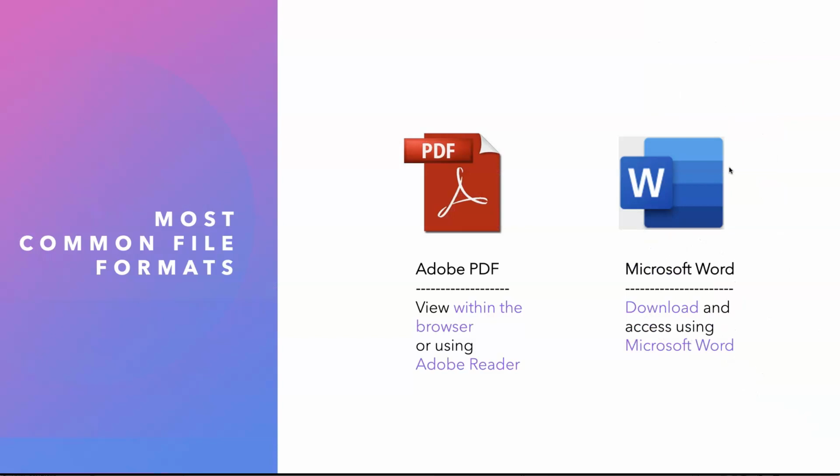While you could upload many different file formats, Adobe PDF and Microsoft Word are likely to be the most common file formats we use. Adobe PDF files can be viewed within most browsers. If they are downloaded, they can be viewed using the free application Adobe Reader. Microsoft Word, on the other hand, generally cannot be viewed within the browser. These files need to be downloaded and opened using the Microsoft Word application.